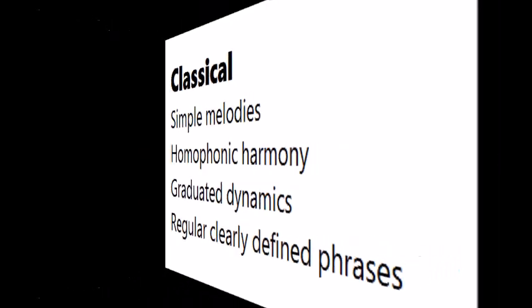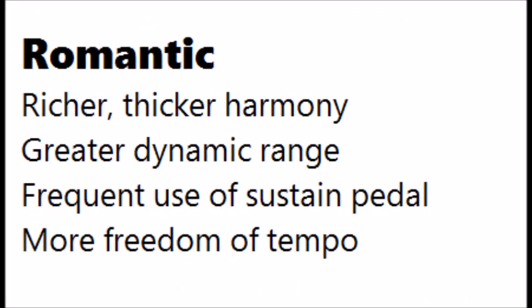In the Romantic period, melodies were still singable and easily memorable, but the intensity of emotion was much greater. Harmonies became richer, texture thicker, and the dynamic range much wider. The tempo was much freer, and the use of the sustain pedal was now very prevalent in this period.